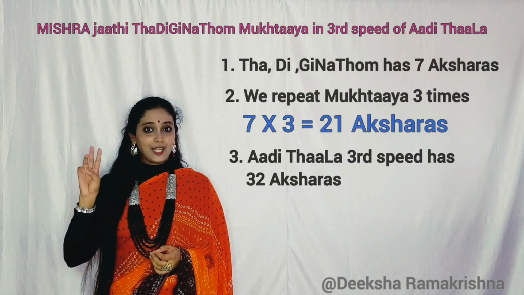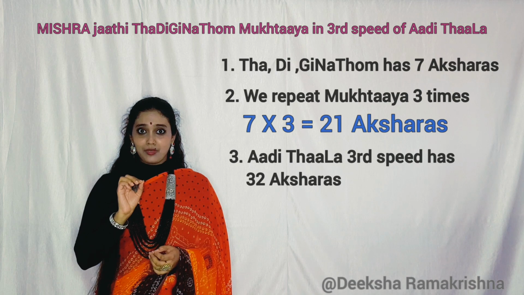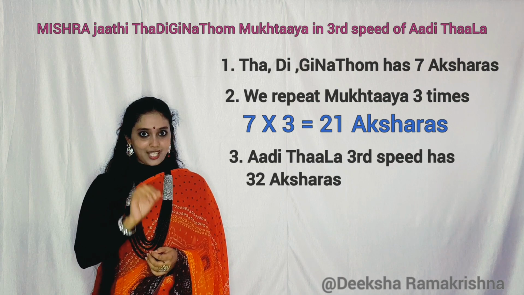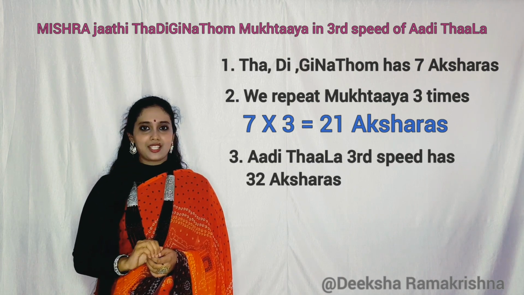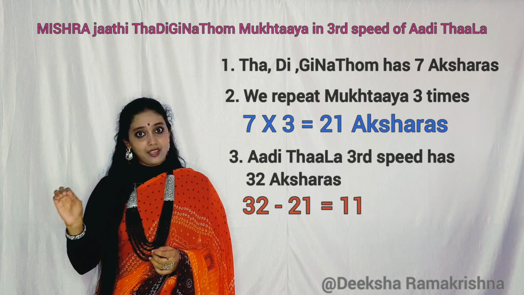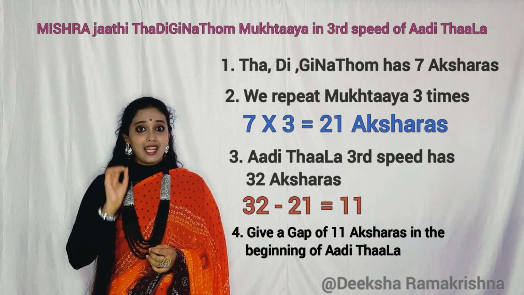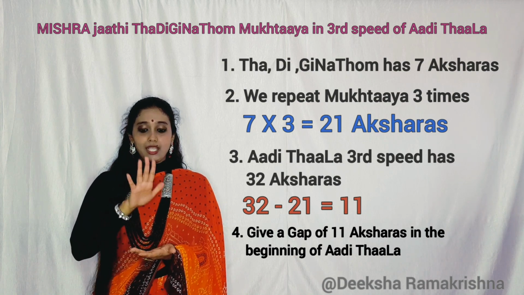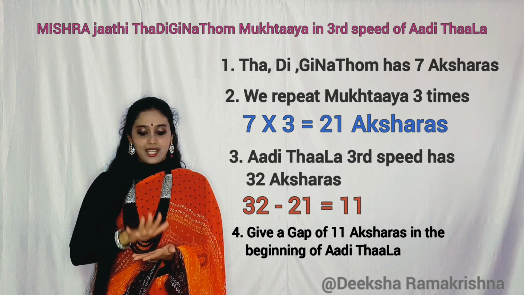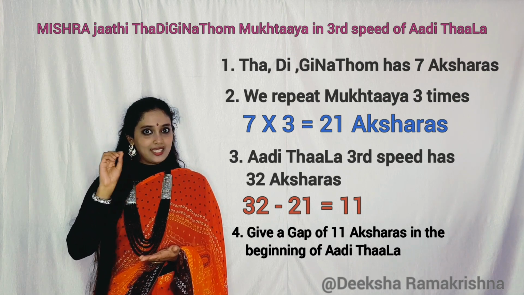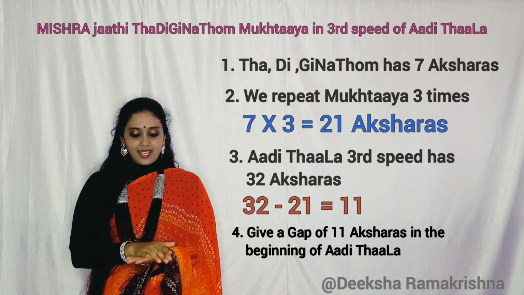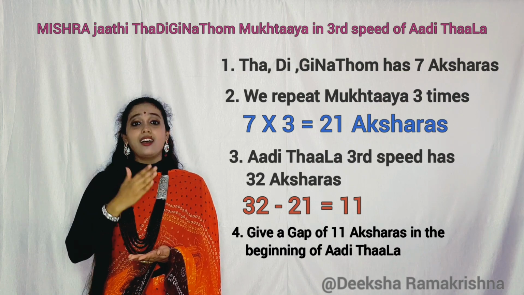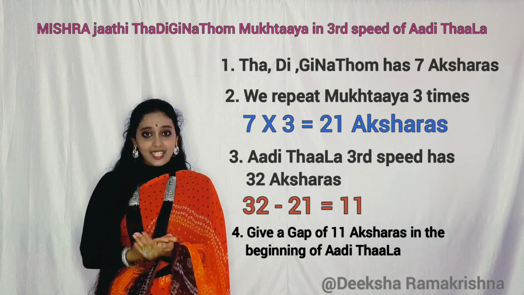Mishra Jaathi Thadiginathom in third speed of Aadi ThaaLa. Third speed of Aadi ThaaLa has 32 aksharas and Mishra Jaathi Thadiginathom is Thadiginathom, right? So Thadiginathom has 7 aksharas and 7 into 3 will become 21 aksharas. So 32 minus 21 will give us 11. So we have to give 11 counts of gap in the beginning of the tala. So takadhimi takajonu, right? 8 aksharas. Now we can give takita as the 3 aksharas left over. That is takadhimi takajonu takita, Thadiginathom, Thadiginathom, Thadiginathom, ta.